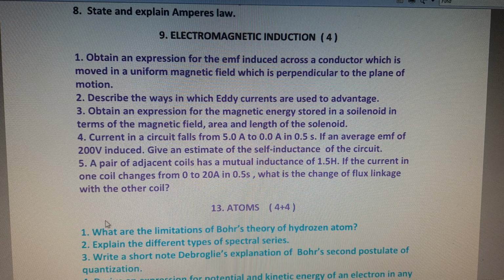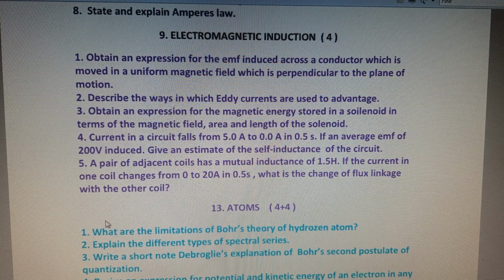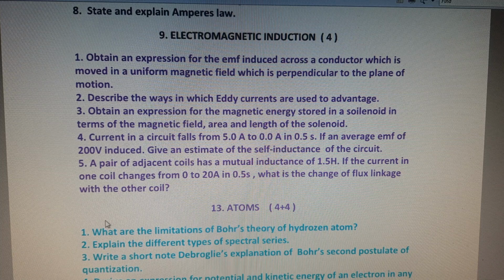So this chapter will contain a total of 4-mark questions, and two questions will be asked. The fourth one and fifth one are the two problems, repeated problems. And the first question: obtain an expression for the EMF induced across a conductor which is moved in a uniform magnetic field which is perpendicular to the plane of the motion. And second question: describe the ways in which eddy currents are used to advantage. This second question is a very important question.